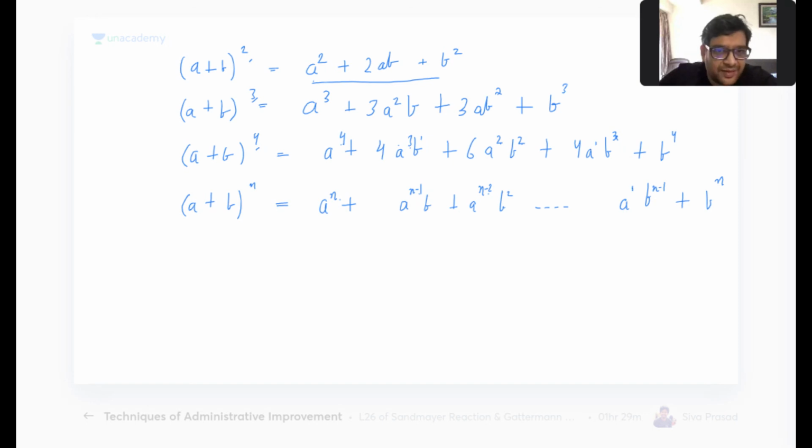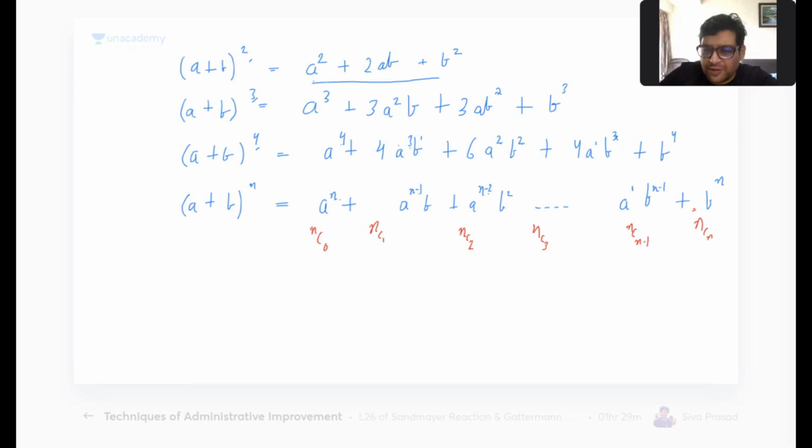But what will be the coefficients? So the coefficients in this case will be given by NC1, NC2 for the next term, NC3 for the next term, NC n minus 1 for the second last term, and NC n for the last term. Basically, NCn is 1. That's why it is 1 here and it is NC0 here. So these will be the coefficients.